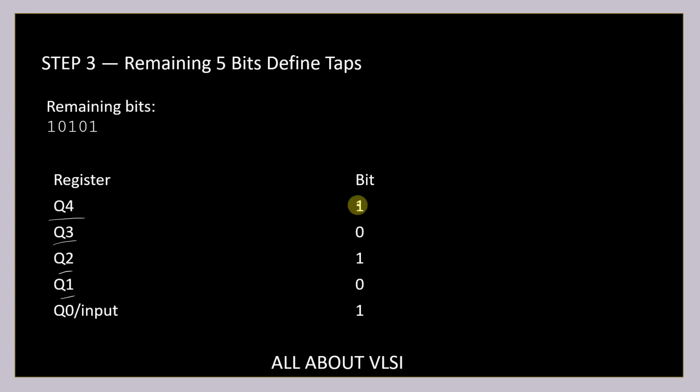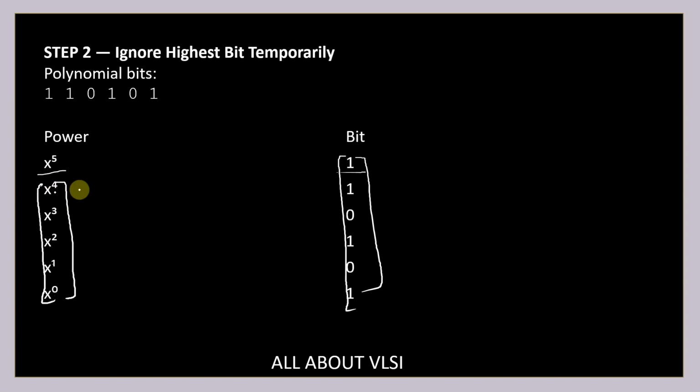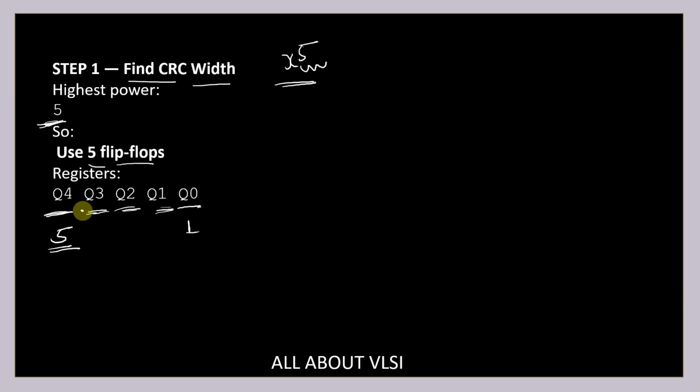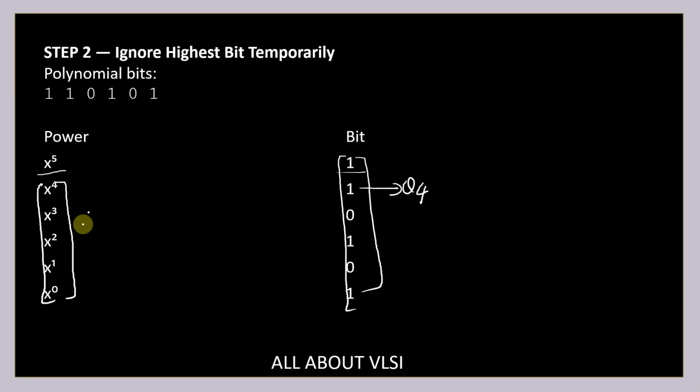That is, Q4 is basically 1. You can see from here, x power 4 is nothing but Q4. I have told you, right? Q4 is nothing but x power 4. And x power 3 is basically 0, which is Q3, considered as the second flip-flop. Next, x power 2 is considered as the third flip-flop. x power 1 is considered as the fourth flip-flop, and x power 0 is considered as the fifth flip-flop, that is the LSB.